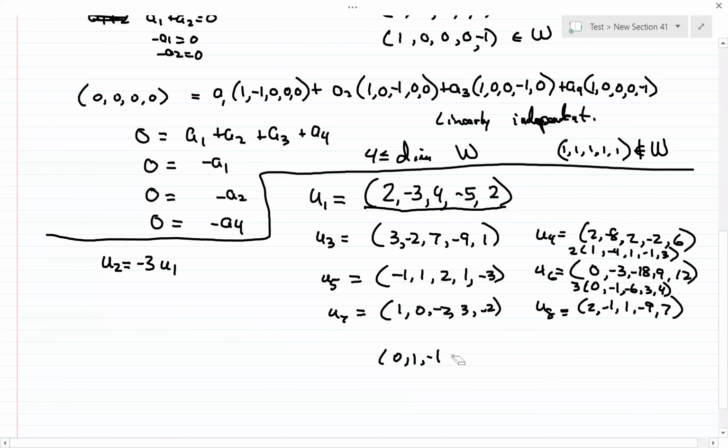Okay, so the long way would be what? We know that they're dependent, so let's find the dependence. So there would be, so if we have 0, 0, 0, 0, 0. Let's write it as A1 times this.